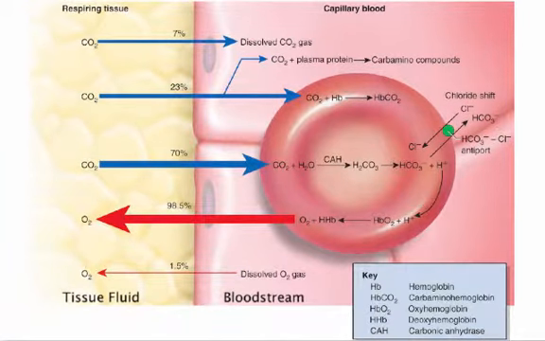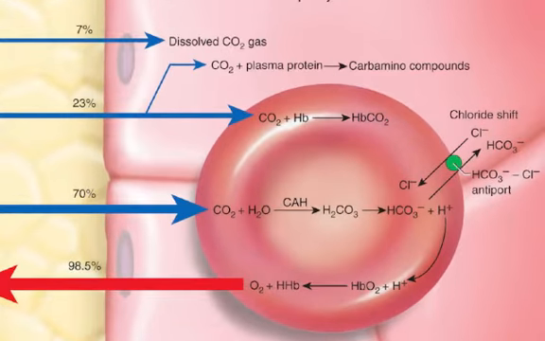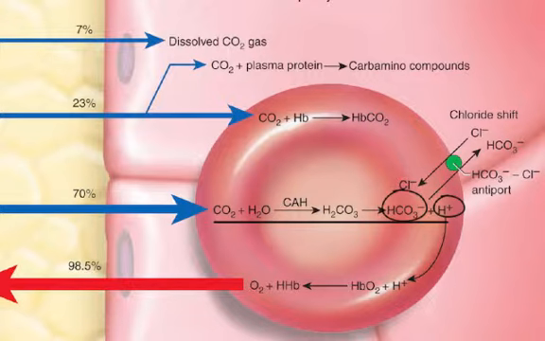In the cell, aerobic respiration produces a molecule of carbon dioxide for every molecule of oxygen it consumes. Therefore, the partial pressure of carbon dioxide in the tissue fluid is higher than that of the blood. So carbon dioxide diffuses into the bloodstream. We know that most of it reacts with water to produce bicarbonate and hydrogen ions. In the red blood cells, this reaction is catalyzed by the enzyme carbonic anhydrase.